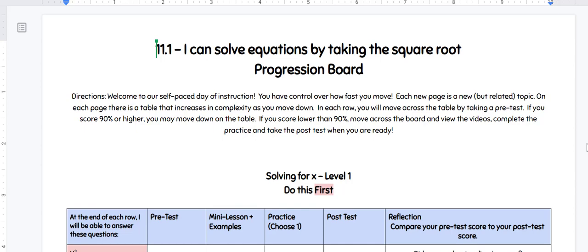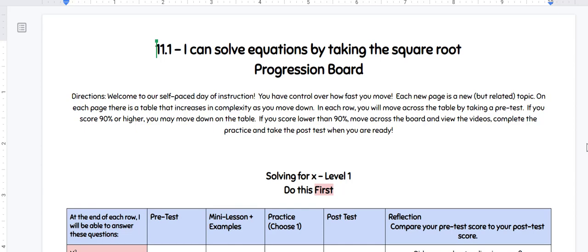This is an activity that is going to be self-paced, so you are in control over how quickly you move through this board. At the end of the day, you are going to be tested on objective 11.1: I can solve equations by taking the square root. So your learning is in your control today.